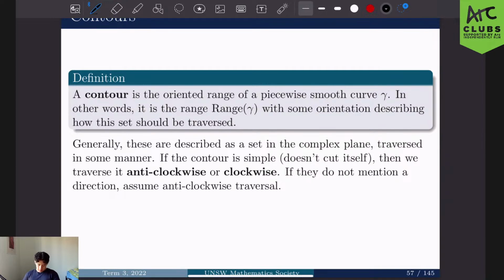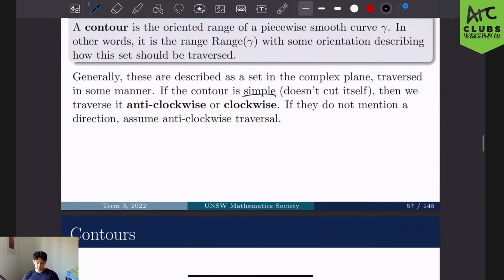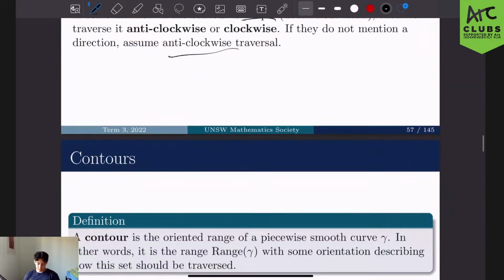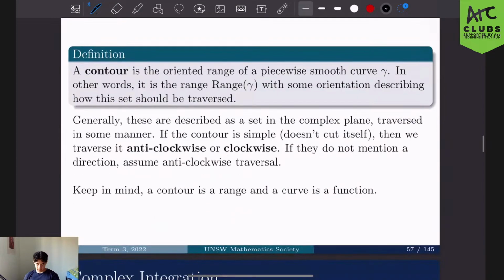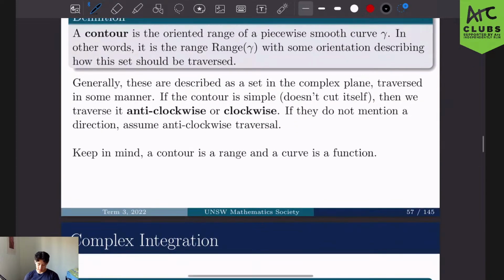Then we traverse it. Oh yeah, it has to be simple, otherwise it doesn't make sense. You'll have intersections and then you don't know which direction to go. So once again, assuming anti-clockwise, unless it says otherwise. A contour is a range while a curve is a function. There's a distinction between the two.